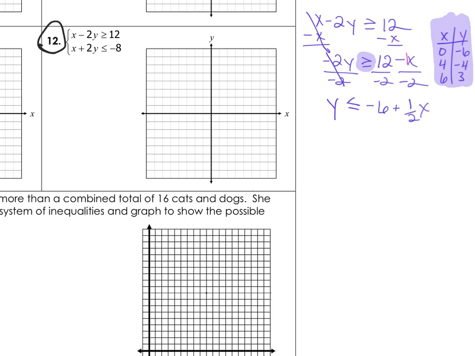Also because I don't have my calculator to the right of me, it's on the same device. So I am now going to plot those points. So 0, negative 6. 4, negative 4. And 6, negative 3. That should be a negative there. So 6, negative 3.